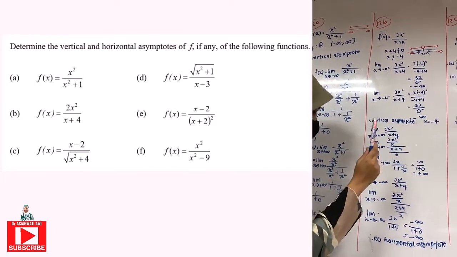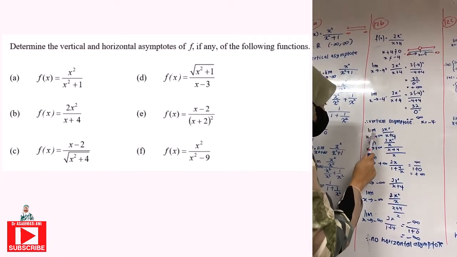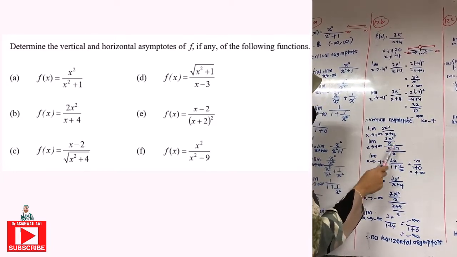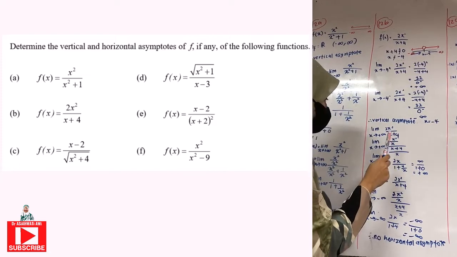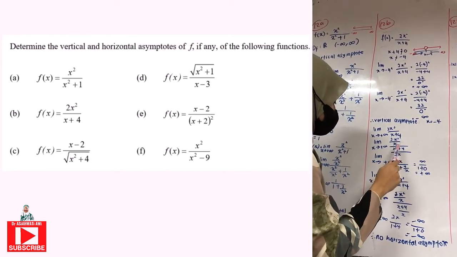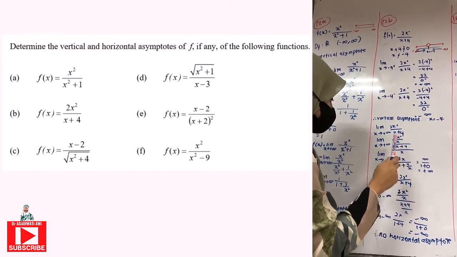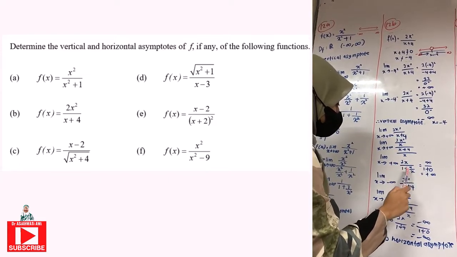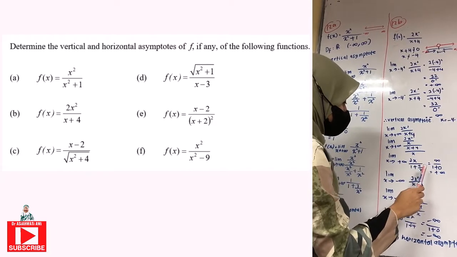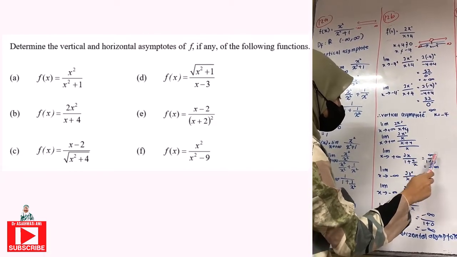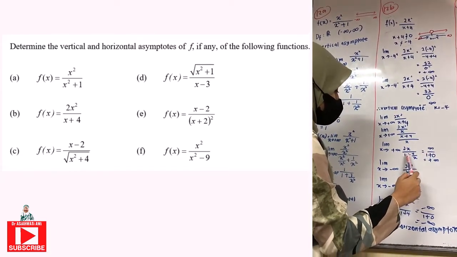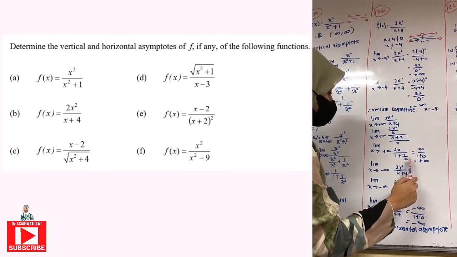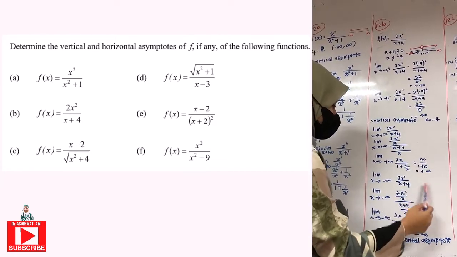And then to find the horizontal asymptote, we use the limit as x approaches positive infinity. We need to divide the equation by the highest degree of the denominator, which is x. So we got 2x over 1 plus 4 over x. So 2 times infinity is infinity, and 1 plus 4 over infinity is 1 plus 0. So we got positive infinity.